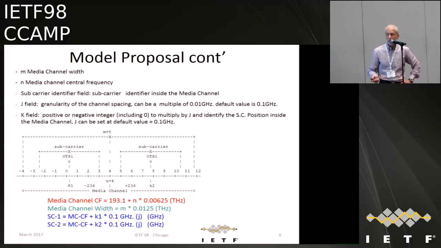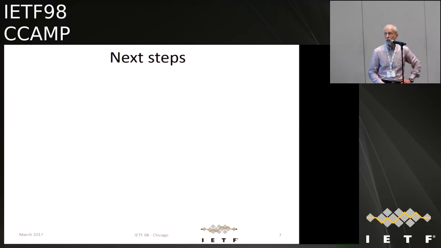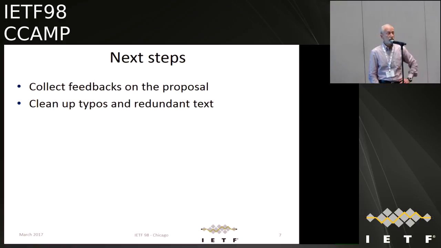The granularity of k can be defined either as a default value, for example, 0.1 gigahertz, or can be defined as a j parameter that can have a granularity of more or less 0.01 gigahertz. So that during the signaling, we have the n value, the m value, which gives us the media channel width, and a number of k identifying inside the media channel all the subcarriers. Next step is, of course, to have feedback on that, because now the SSON technology is becoming ready, and so some implementations are going to be deployed. Thanks a lot.